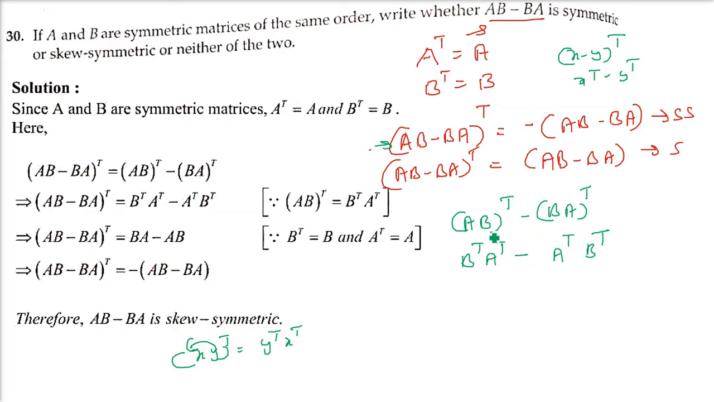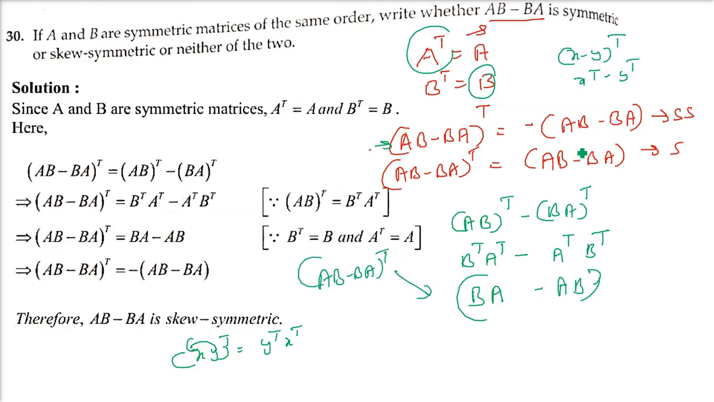Now, what all is given? B transpose and A transpose are already given, because A and B are symmetric matrices. So A transpose we write as A, B transpose we write as B. So it is BA minus AB. Now when we took the transpose of AB minus BA, what should come? Either AB minus BA or its negative. But it is not coming as AB minus BA.